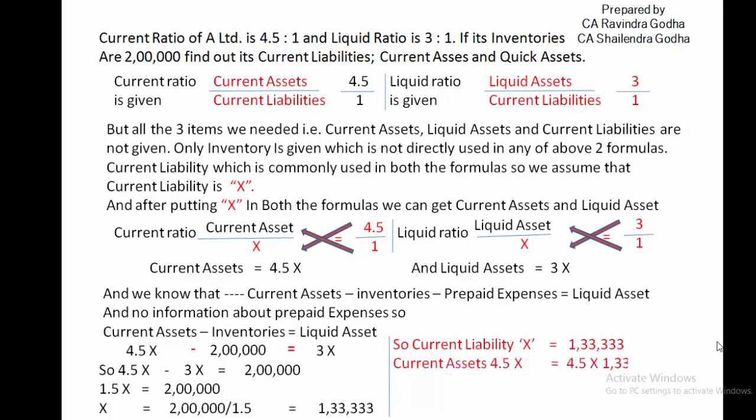So current liability, which we assumed as X, is equal to 1,33,333. Current assets, that is 4.5x, so 4.5 multiplied by 1,33,333 is equal to 6 lakhs, and liquid assets equal to 3x, is 3 into 1,33,333, which is 4 lakh rupees. So we have calculated all three items: current liabilities 1,33,333, current assets 6 lakhs and liquid assets 4 lakh.